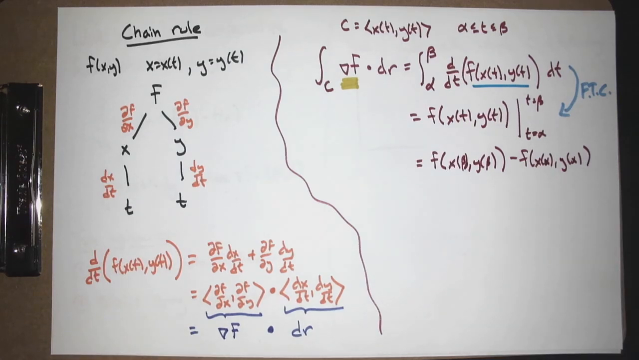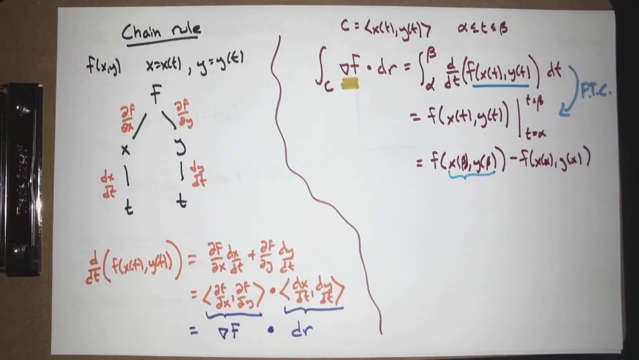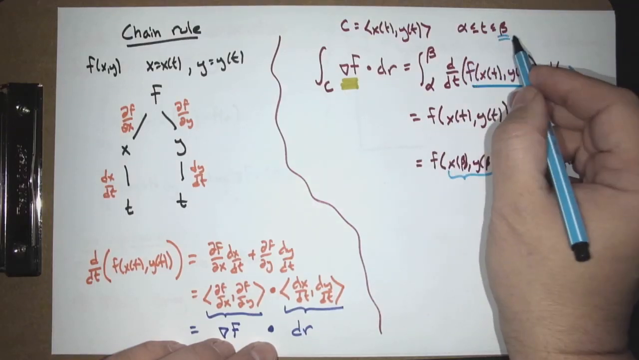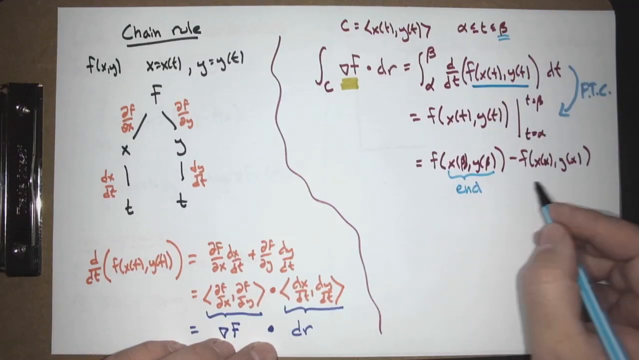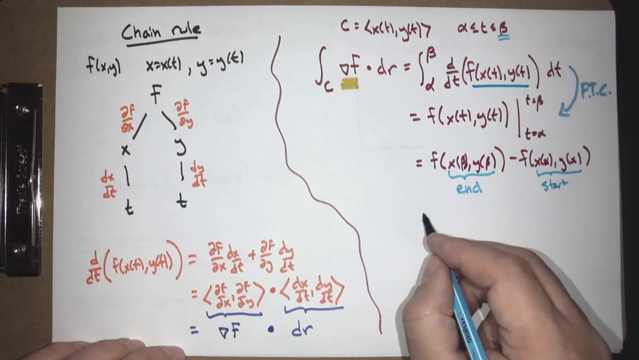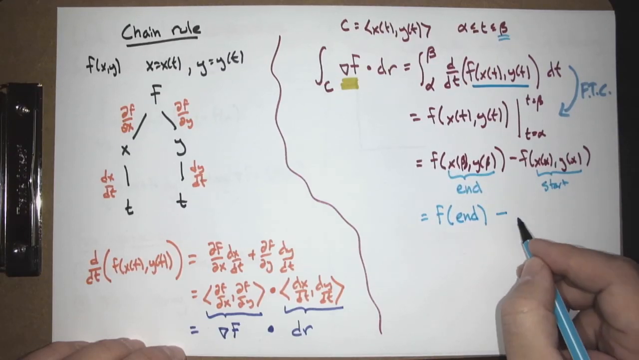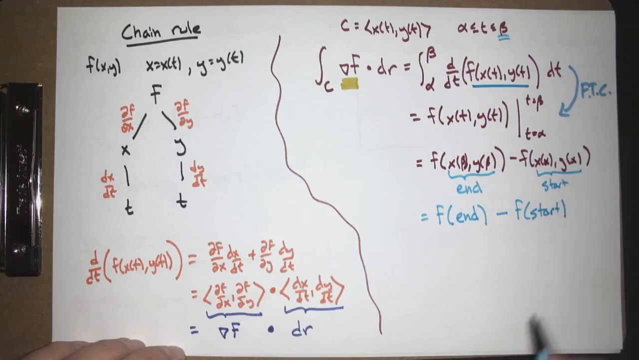But let's think about what these are. For instance, x(beta), y(beta), what is that in terms of the curve? One of the endpoints? It is one of the endpoints. Which endpoint is it? Is it the start or the end? It's the end, because you end at beta. We're using the orientation of t. So this is your end. What is x(alpha), y(alpha)? Start. So this is your potential function evaluated at the end, subtract the potential function evaluated at your start.